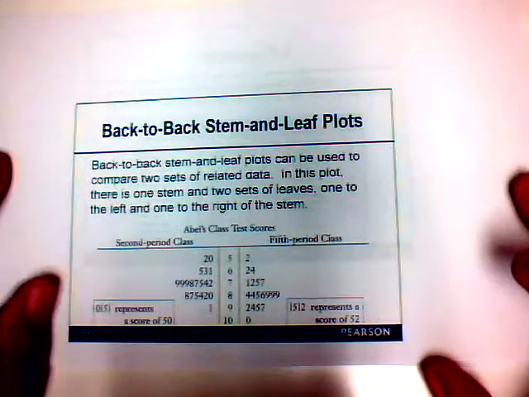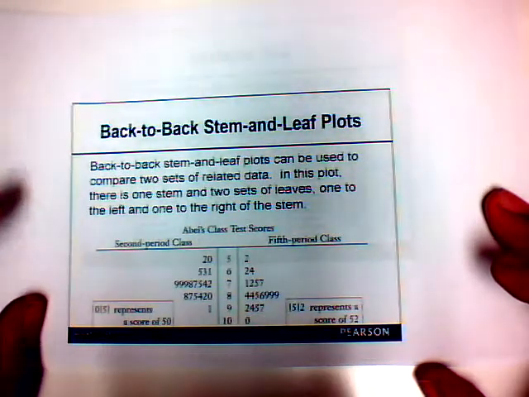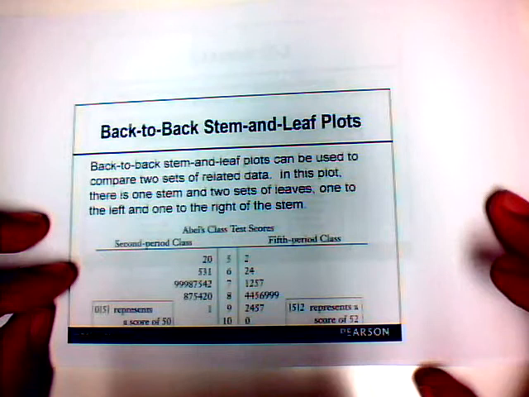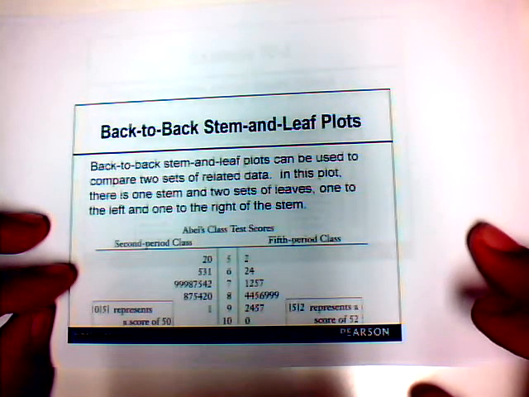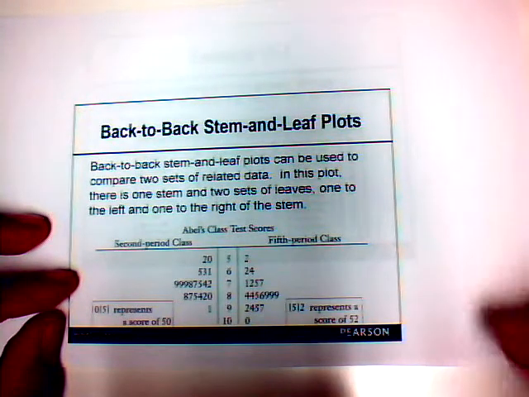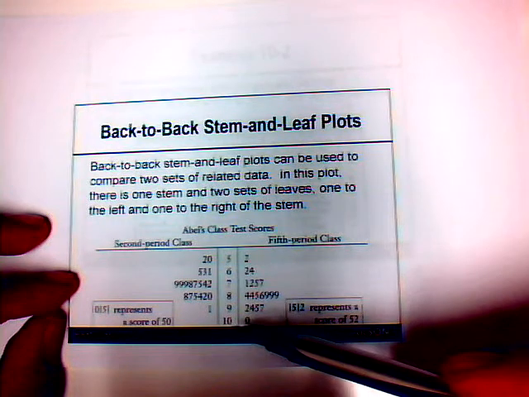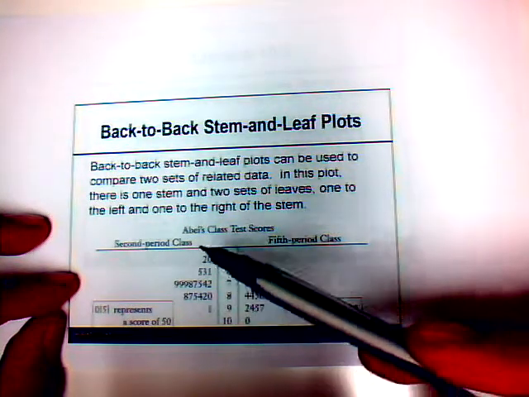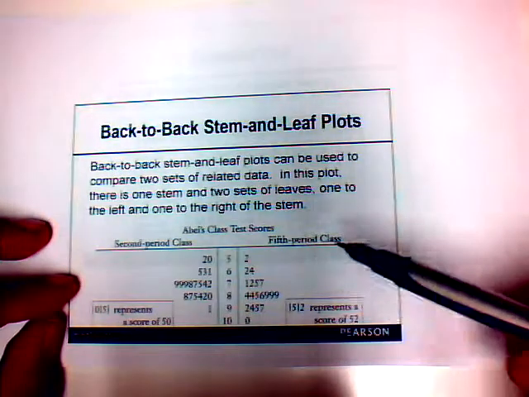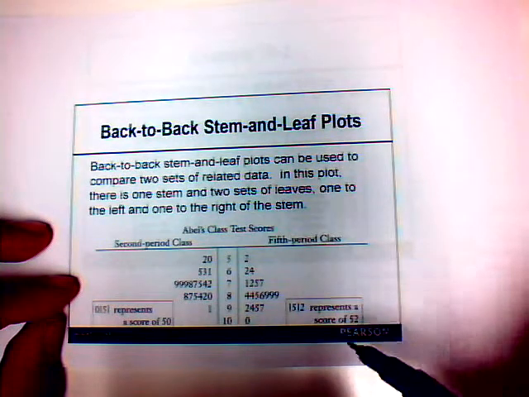Okay. Now next we have a back-to-back stem and leaf plot. Back-to-back stem and leaf plots can be used to compare two sets of related data. In this plot there is one stem and two sets of leaves, one to the left and one to the right of the stem. So in this case, the stems are going to be in the middle. The left will be your leaves from one class. The right will be leaves of the other class, like in this case, second period and fifth period class of Mr. Abel's test scores.